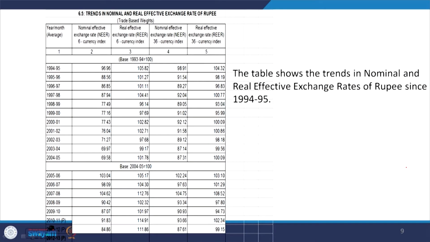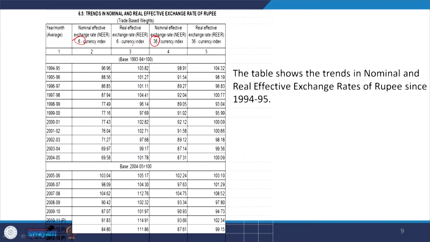And here the data with a base year is given to calculate. The base year 1993-94 is considered to be 100. The nominal effective exchange rate with the 6 currency index is given, and the nominal effective with 36 currencies is also given. In both cases we take a weighted average of the 6 or 36 currencies, but in case of real we have to adjust with their prices. So there are methods involved in adjusting.